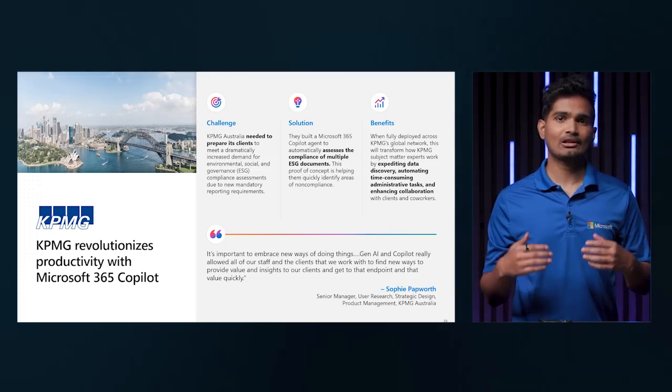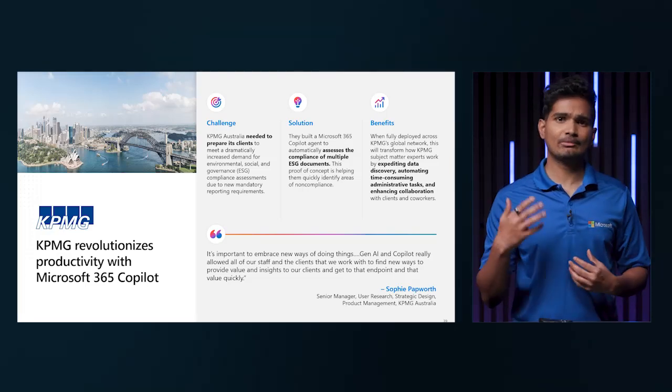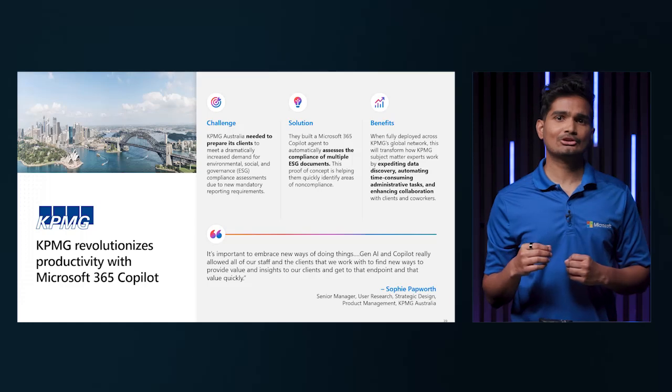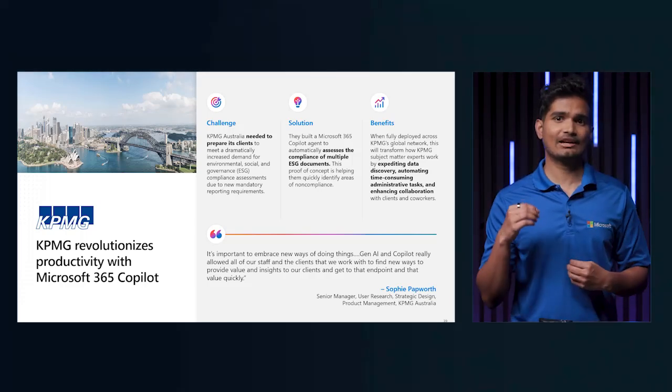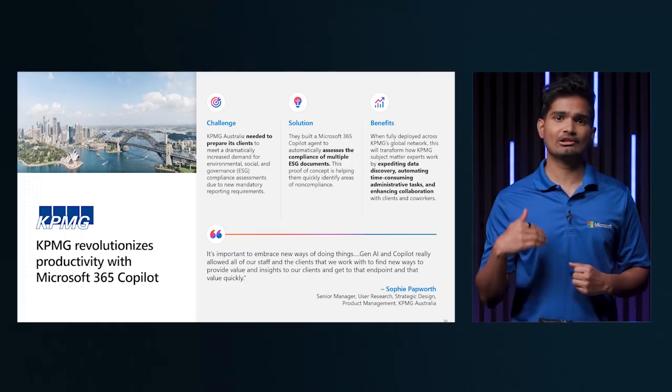KPMG Australia looked at Copilot to keep pace with exponential volume increase. They developed an agent that allows users to input a document to Teams and select a set of standards to compare against with Copilot, as well as use it to create a summary.